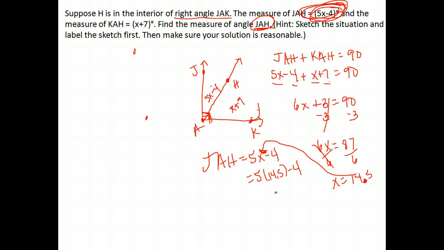We have 5 times 14.5 minus 4. 5 times 14.5 is 72.5. Minus 4 leaves us with an answer of 68.5 for the measure JAH, and we have answered their question.